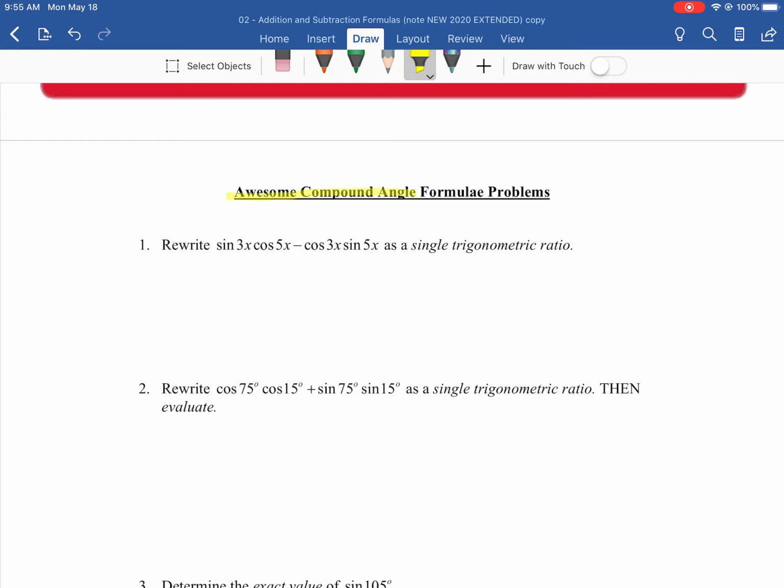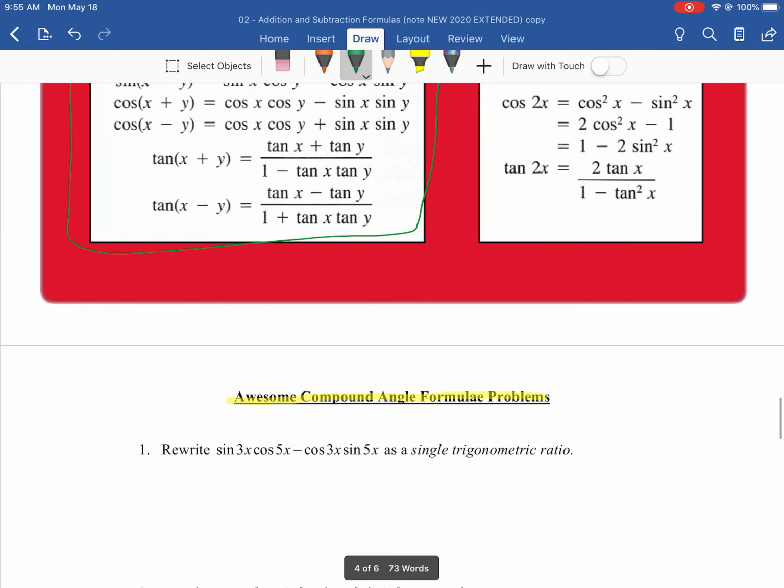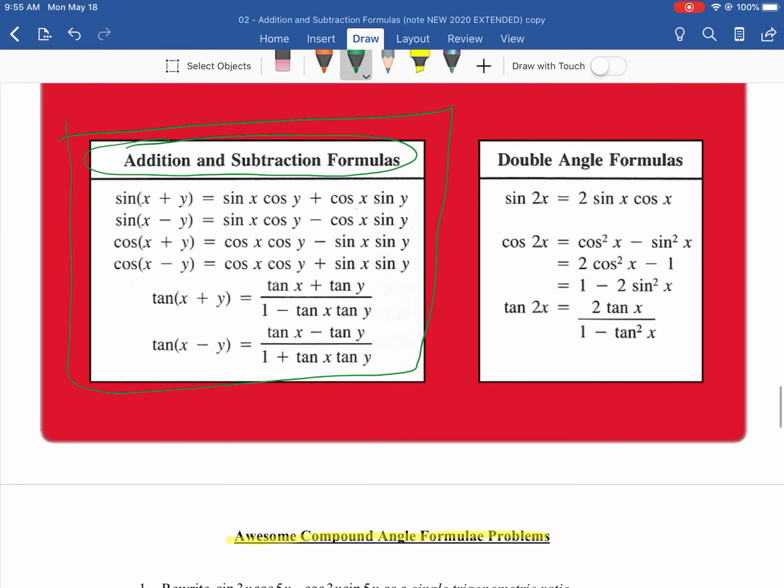This first question, under my category I called awesome compound angle formula problems. And by awesome, I mean you'll see the power of these compound angle formulas by the time I get to the end here. Okay, so first problem. It says rewrite sine 3x cos 5x minus cos 3x sine 5x as a single trigonometric ratio. This jumps in difficulty to a very high level right off the hop.